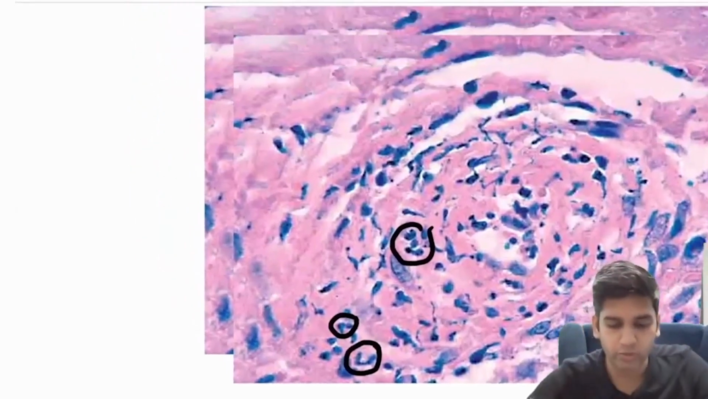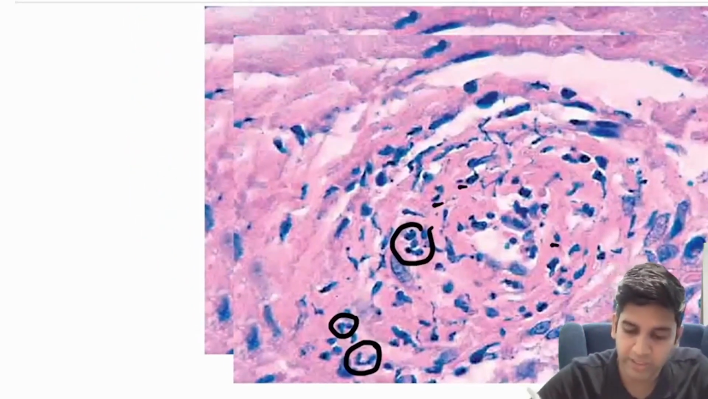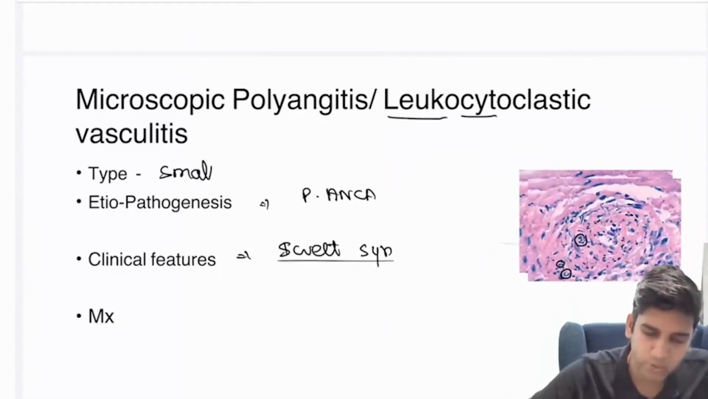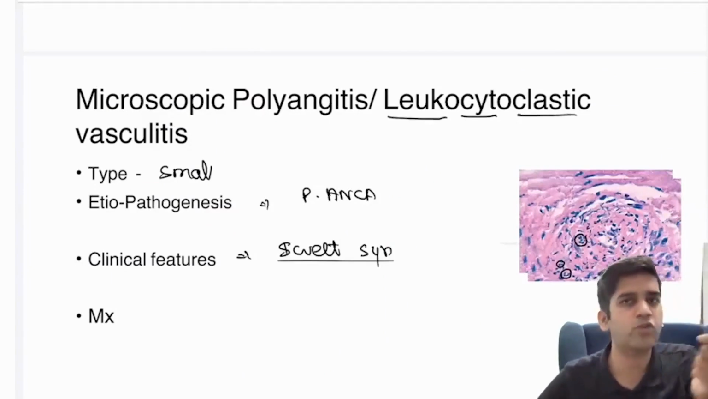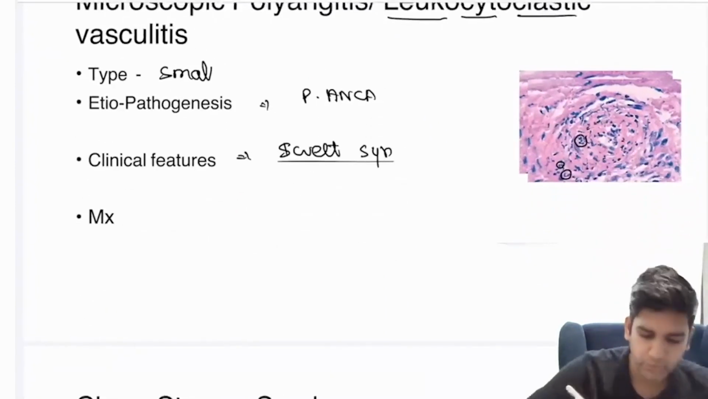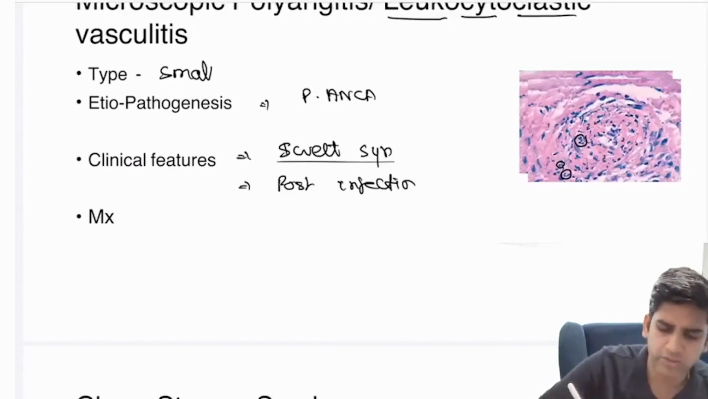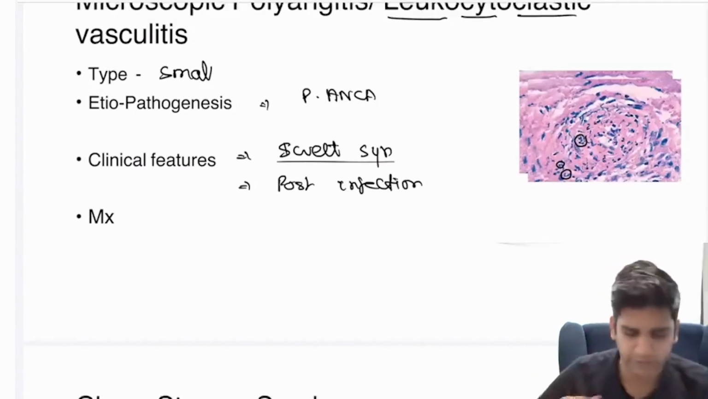And there are broken neutrophils. These are cytoplasmic and nuclear debris of neutrophils, right? That's why it has one more name, leukocytoclastic. Clastic is breaking, leukocytes are WBCs, so broken WBCs. Sweet syndrome, or it could be post-infectious. You might have a history of streptococcal sore throat or something, and post that you have vasculitis, think of Sweet syndrome.